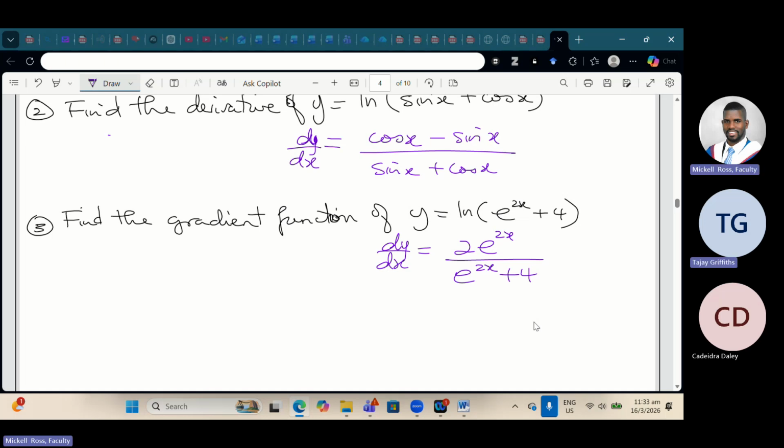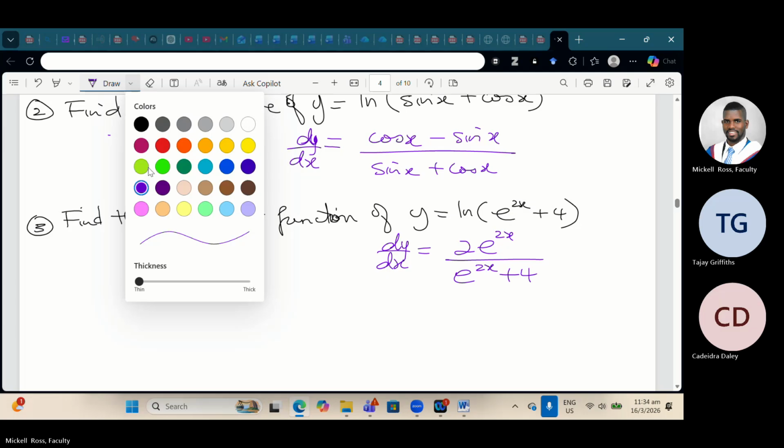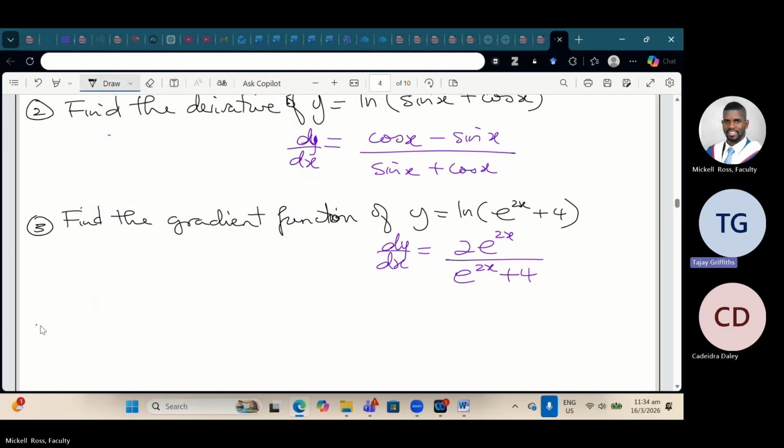When you differentiate the bracket, what do you get? So we get e over e to the 2 plus 4. Oh no, but remember, when you differentiate e to the 2x, you have to differentiate it as is, then multiply by the derivative of the power. So you leave it and multiply it by 2.